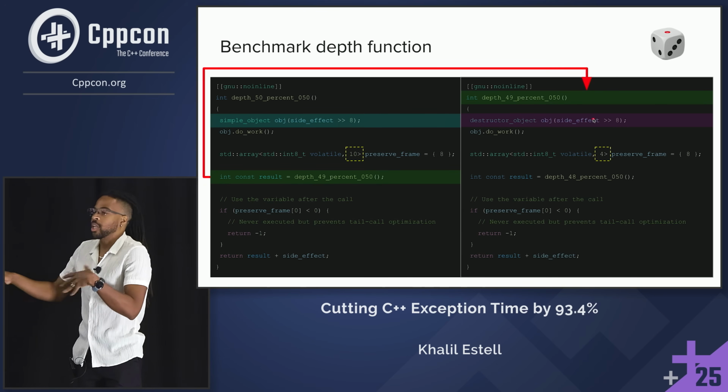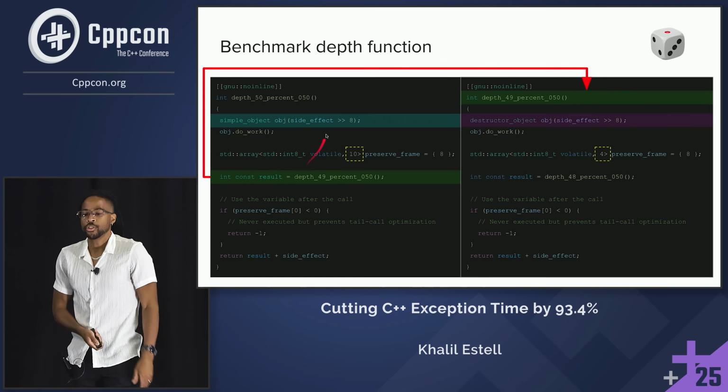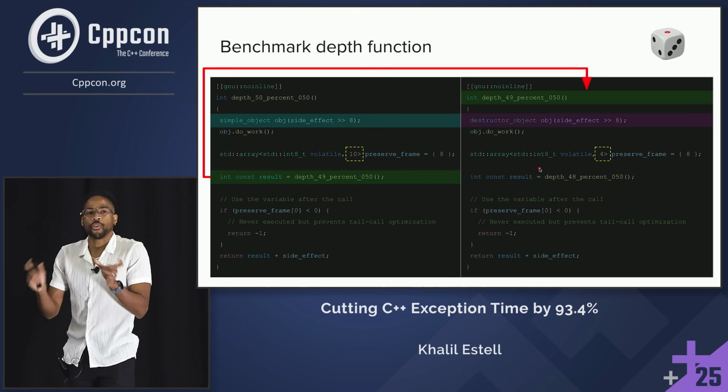And then finally, just to show what it looks like to call another function, there's depth 49. It's 50% cleanup. So one function will have simple object, and the other function will have destructor object. And the arrays are also randomly generated for their numbers, so that not all frames are exactly the same.